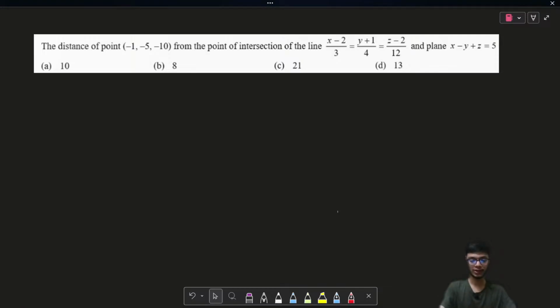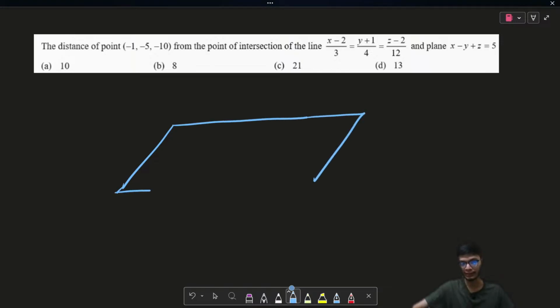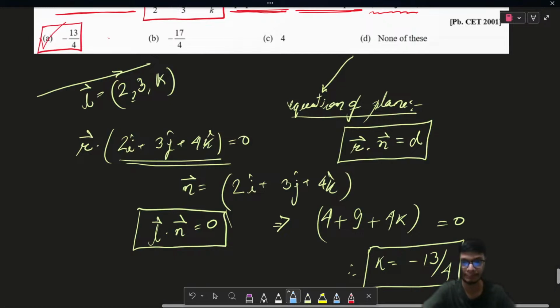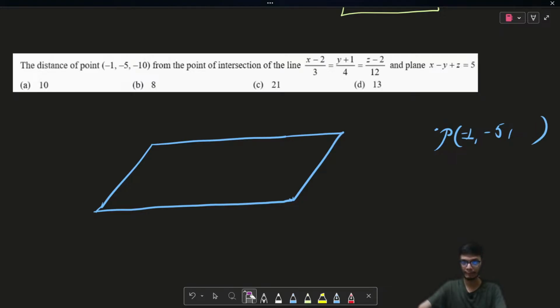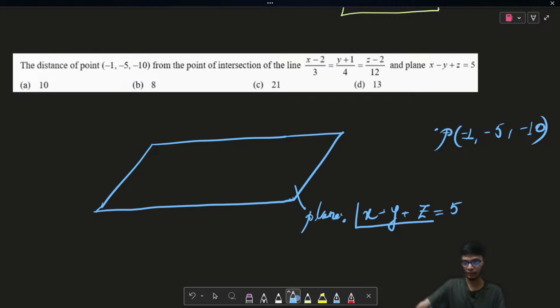All right. So let's see how we will solve this problem. It is a very simple problem where you have to find the distance between 2 points. One of the points is already known to you, that is point P, which is minus 1, minus 5, minus 10. The plane equation is given as x minus y plus z equals 5. So you have to find the distance of point P to another point which is formed by the intersection of the line and the plane.